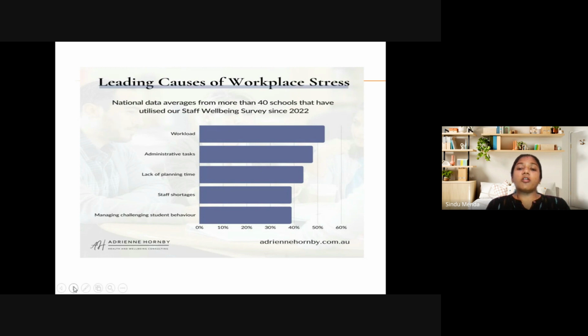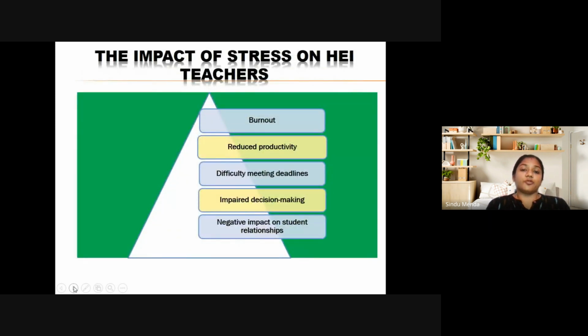These are all causes of workplace stress, which affects teachers and, at the same time, faculty members at institutions and universities. So these are all causes of workplace stress.